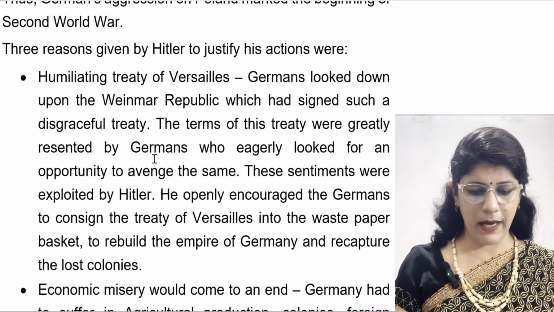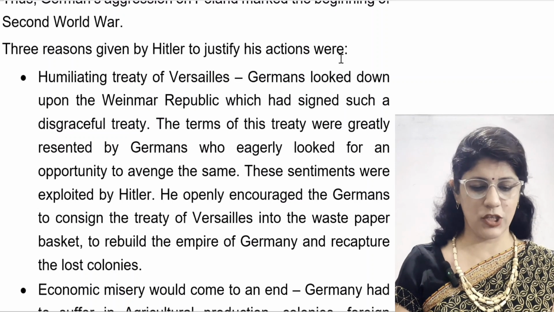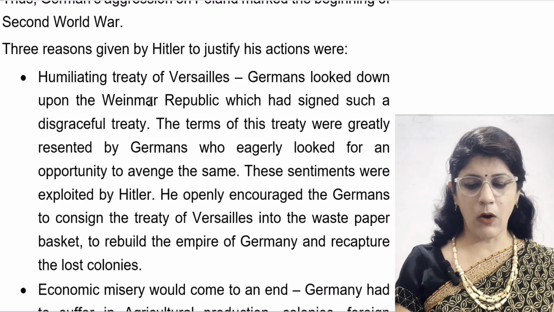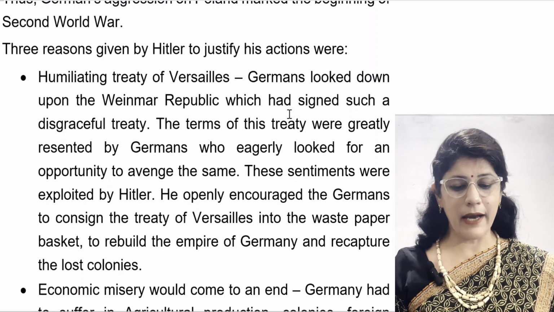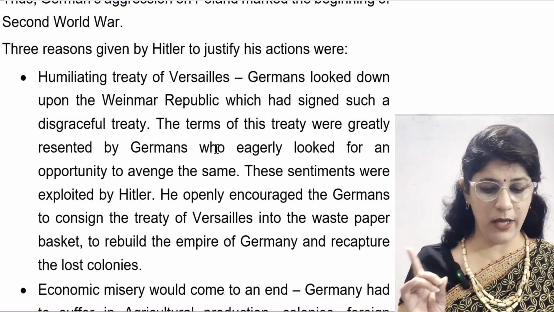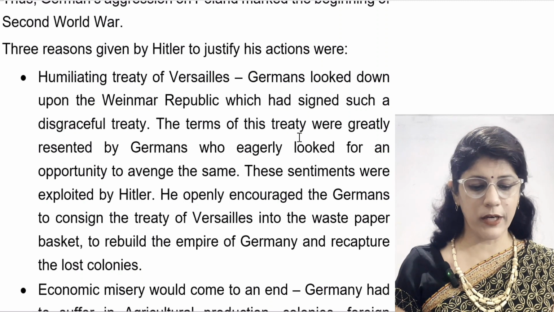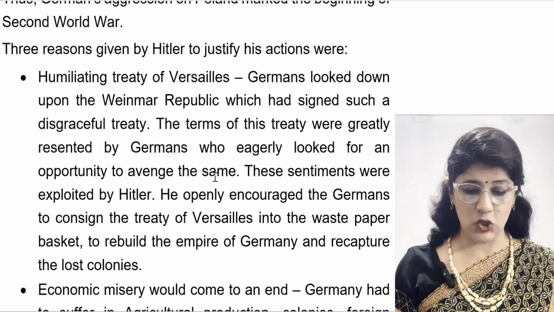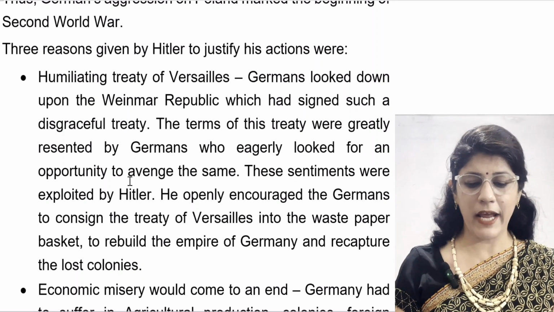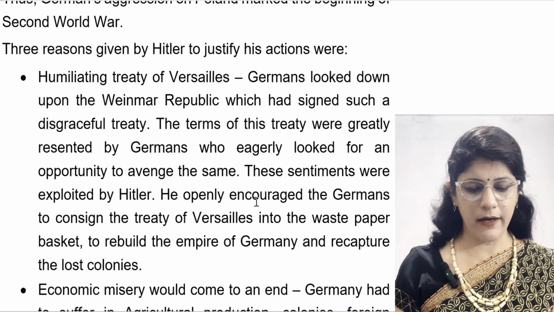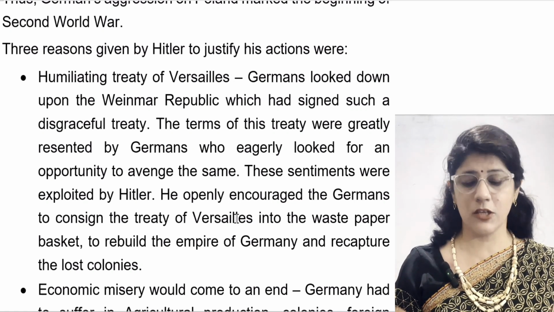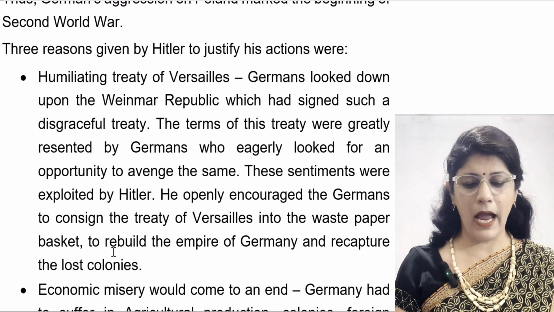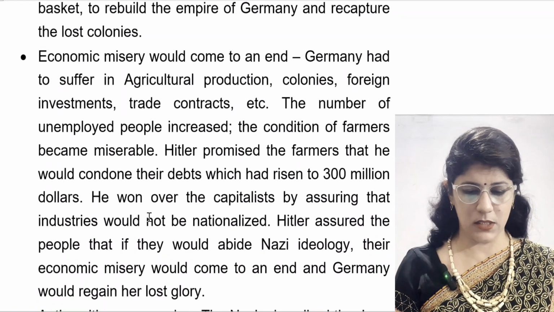Now, three reasons given by Hitler to justify his actions were: first, the humiliating Treaty of Versailles. Germans looked down upon the Weimar Republic, which had signed such a disgraceful treaty, according to them. The terms of this treaty were greatly resented by Germans, who eagerly looked for an opportunity to avenge the same. These sentiments were exploited by Hitler. He openly encouraged the Germans to consign the Treaty of Versailles into the waste paper basket, to rebuild the Empire of Germany and recapture the lost colonies.